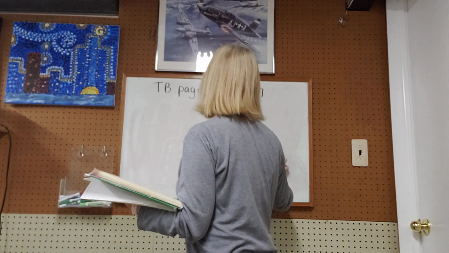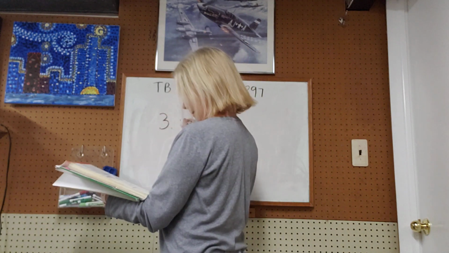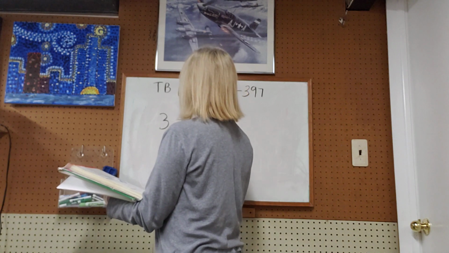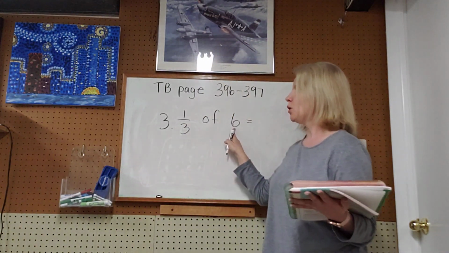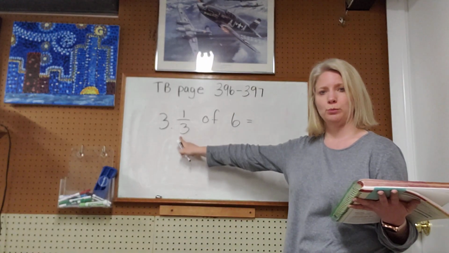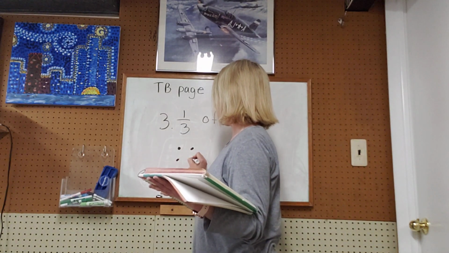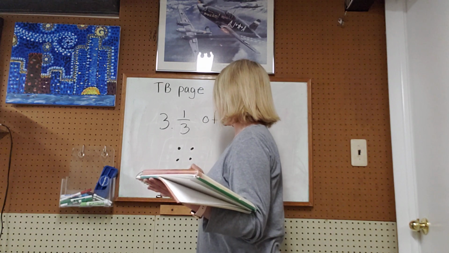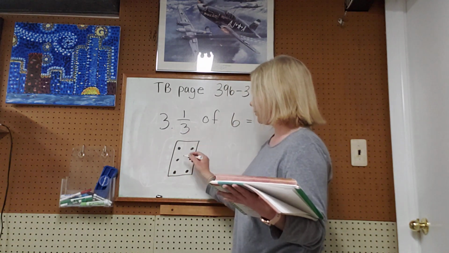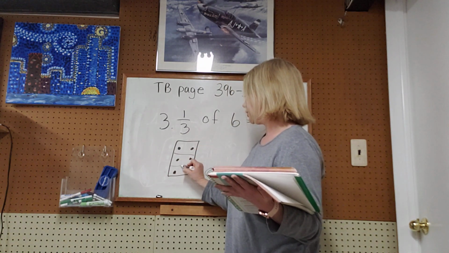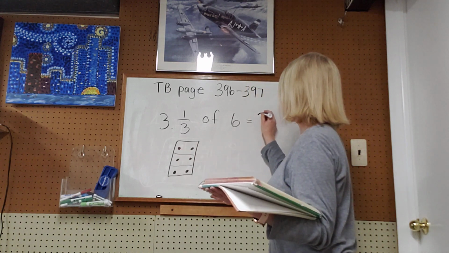Number 3. One third of 6. So you have 6 total, and you want to put it into 3 groups. 1, 2, 3, 4, 5, 6. That is your whole. And you want it in 3 groups. 1, 2, 3. So you can see 1, 2 is in each group.